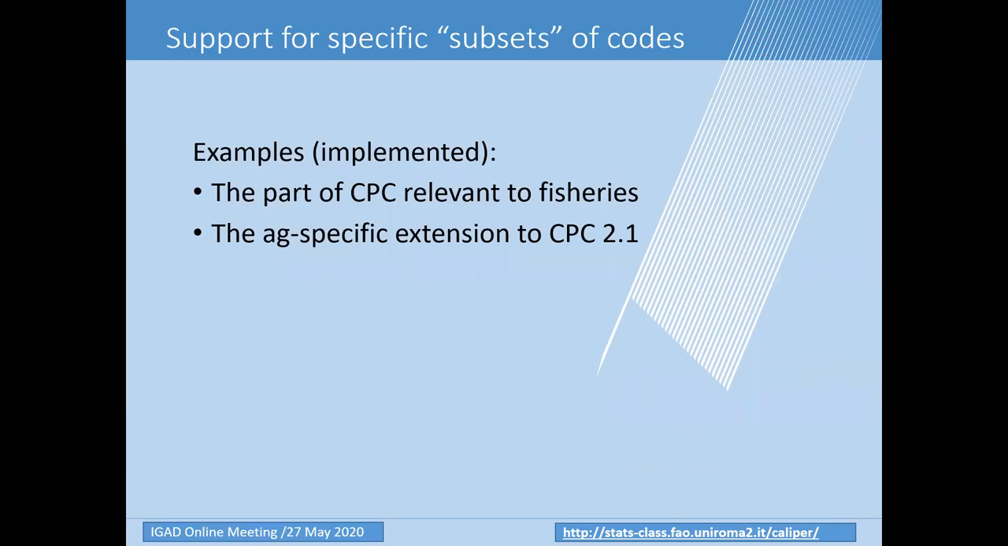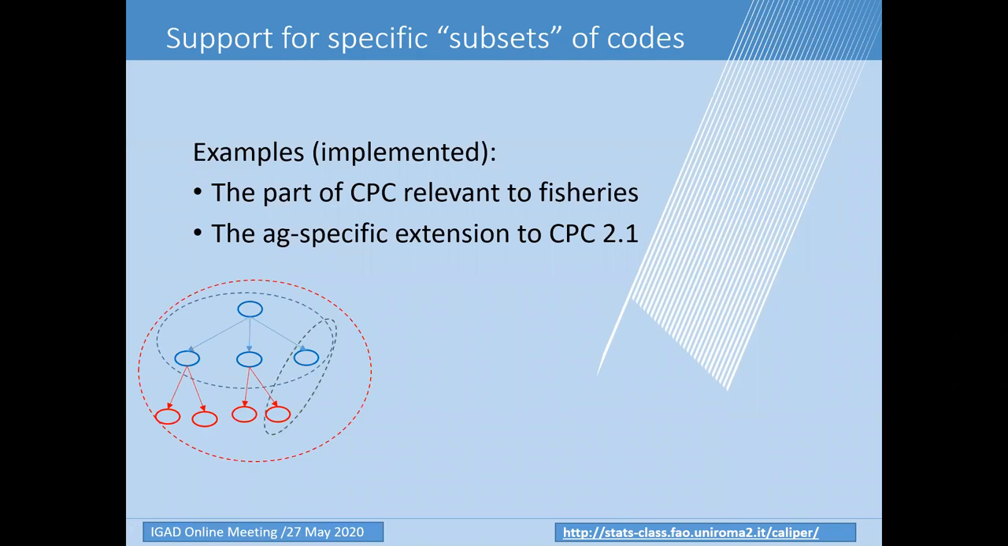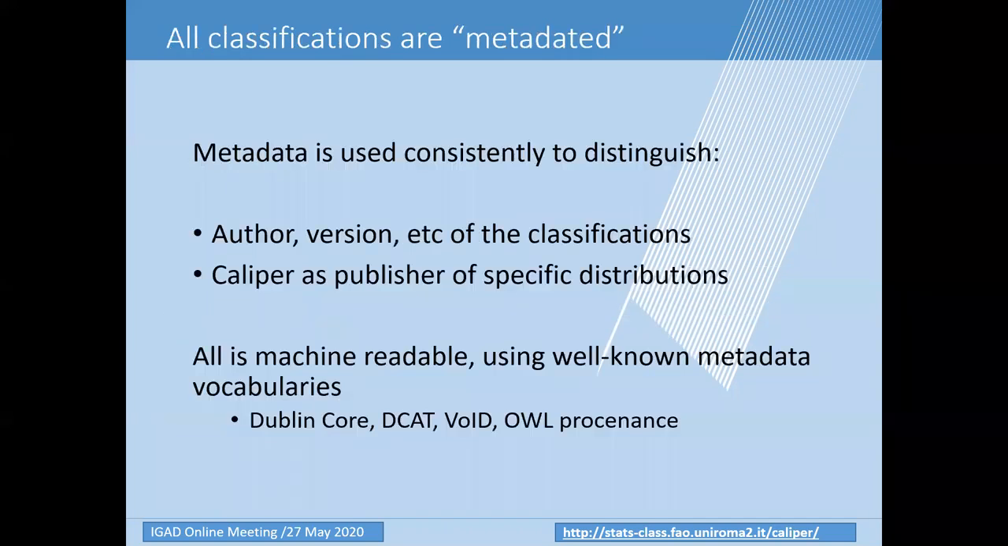Okay, I will skip this because if there are questions about the model, we can go into this. I will skip this as well. And I insist on the fact that everything has appropriate metadata. In particular, we distinguish consistently between the intellectual content of a classification, so FAO is the author of this classification, and Caliper is the publisher of the specific distribution.